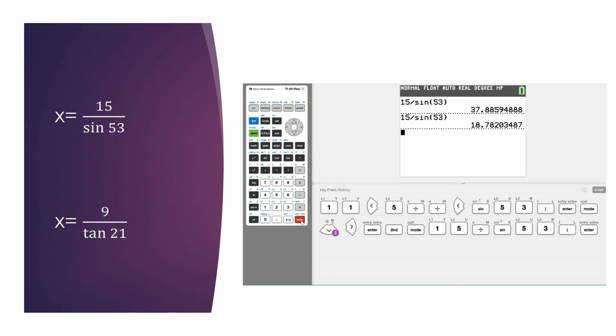All right, let's see. Our next one, we were trying to find the adjacent side, where we had an acute angle of 21 and an opposite side of 9. So we're going to use our tangent function. And this time it's 9 divided by the tangent of 21 to find that adjacent side measure. We're going to round it to the nearest tenth. And it is 23.4. Shazam!